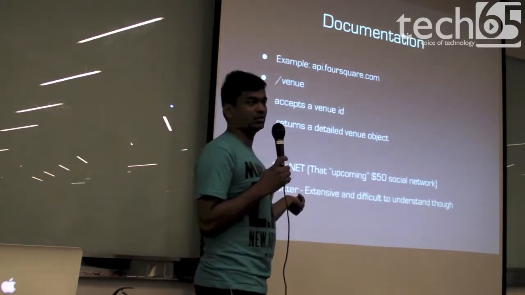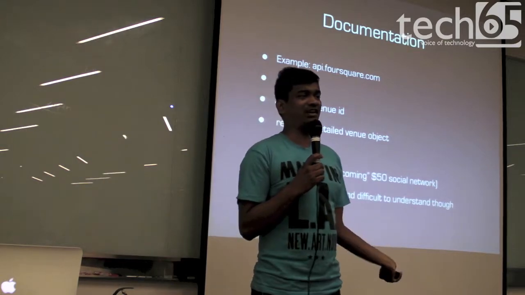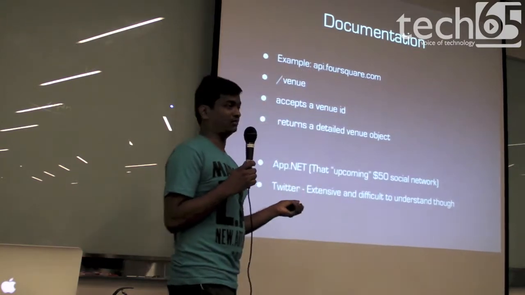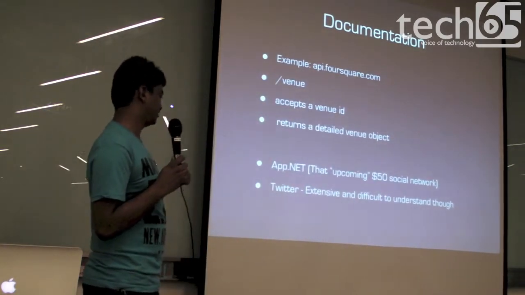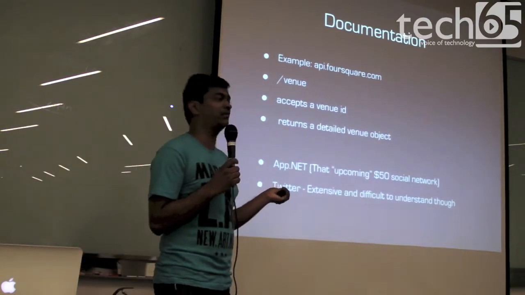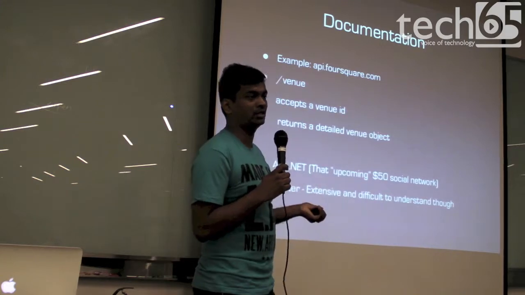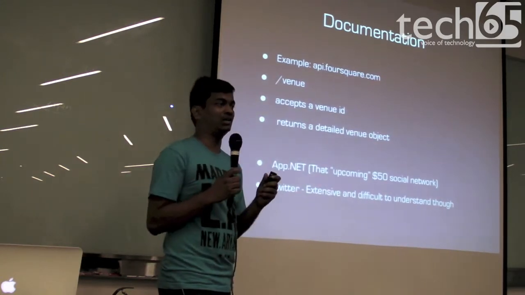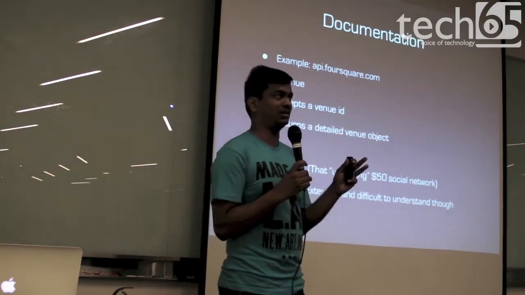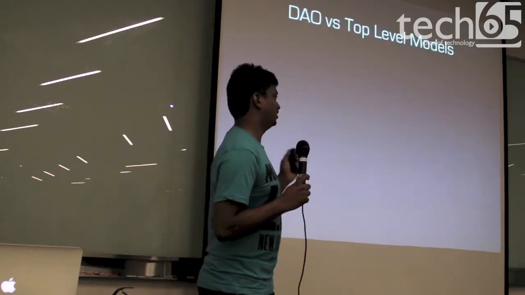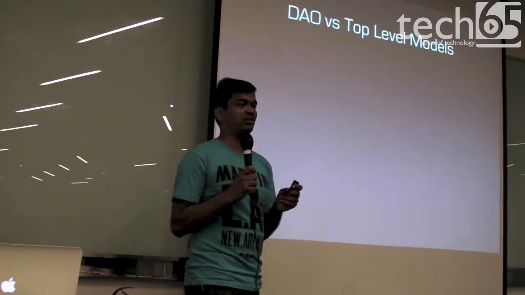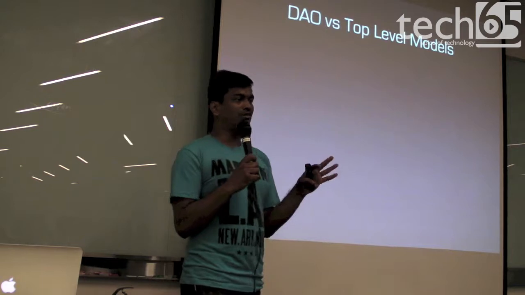Twitter is also good, but very extensive at this point of time. They've grown big and massive. It's quite difficult to understand as well at this point of time. You can probably go through Foursquare first and then app.net and then come to Twitter to get an idea of how to build a good API server and documentation for that. And none of these are pure RESTful implementations. They are all good API servers.